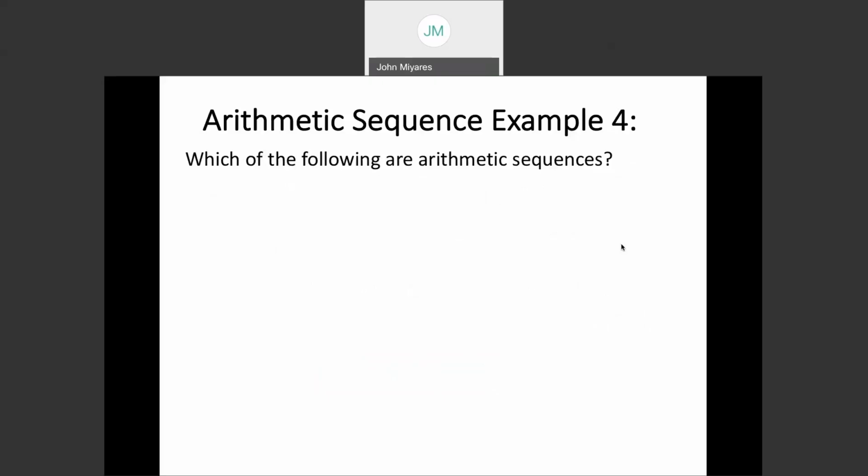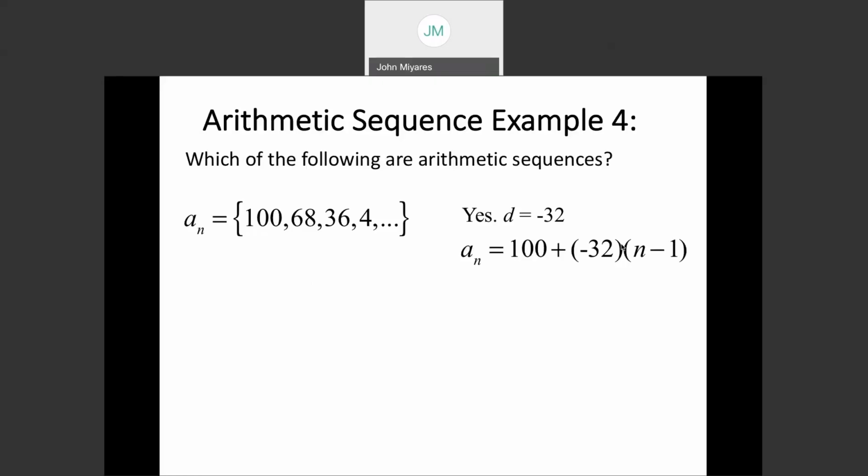Some of the problems on the homework ask you to identify whether or not a sequence is arithmetic. Let's look at a few of these. In one, our sequence starts at 100 and goes to 68, 36, 4, and so on. Is this one an arithmetic sequence? The answer is yes. There is a common difference between the numbers that will get you from one term to the next. We're always subtracting 32, so we could think of that as having a common difference of negative 32.